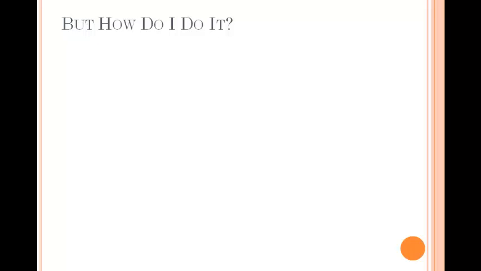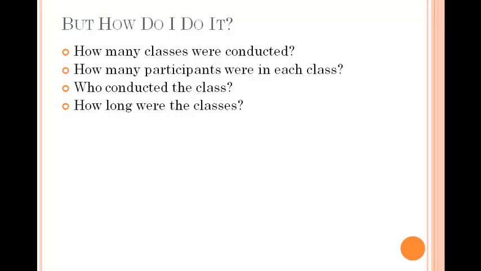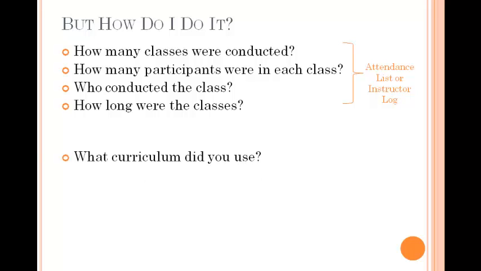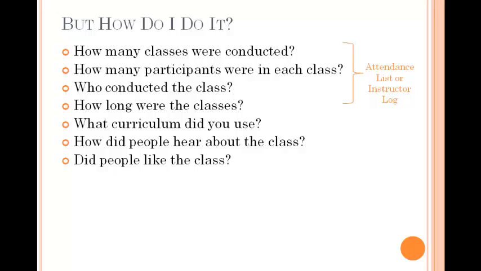So you may still be wondering, how do I perform evaluation? So we'll give you some examples of where you could get data from in order to answer specific questions. If you're conducting educational classes and you want to know how many classes were conducted or how many participants were in each class, then you might find this information from an attendance list or an instructor log. If you want to know more specific information about how people heard about your class or if people liked the class, then you could use class evaluation forms or satisfactory surveys.